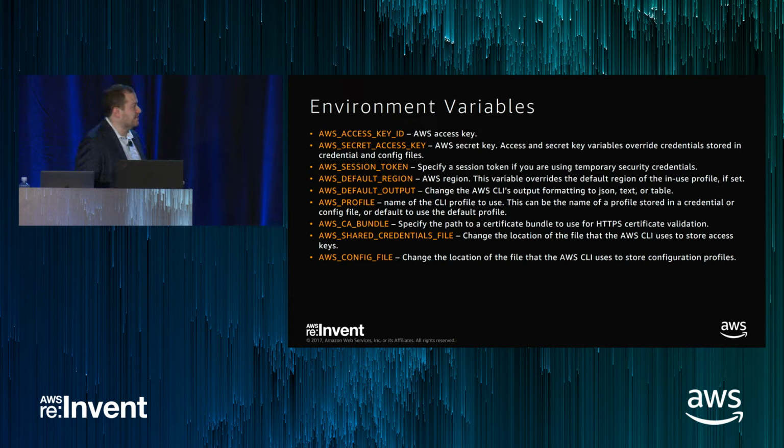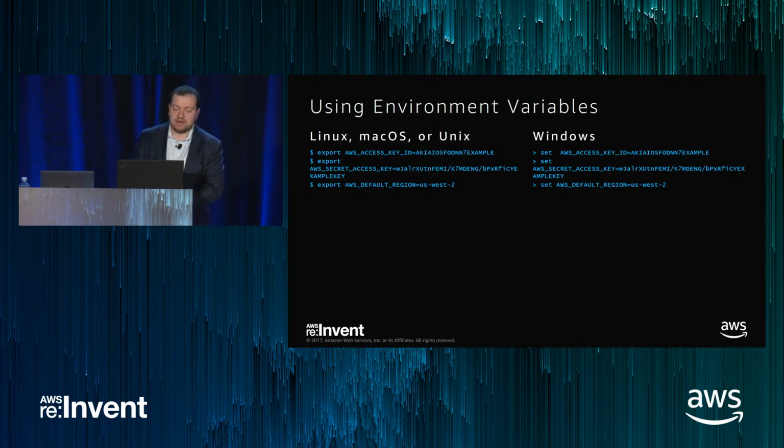So let's talk about some environment variables. I'm not going to go through all of these, but the access key and secret access key are obviously your credentials, so you can store those in environment variables. Your default region and output are in there. Your profile's in there. You can specify an alternate config file as well through your environment variables. How do I use my environment variables? I'm assuming Bash for Linux, macOS, and Unix: you do an export, space, name of the variable equals value of the variable, and in Windows you do a set, so set name of variable equals value of variable.